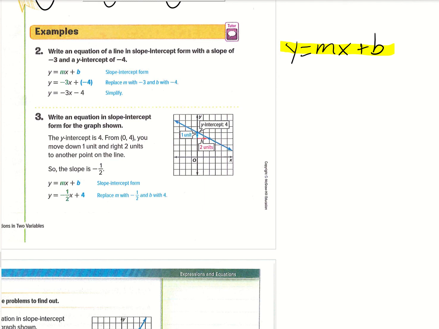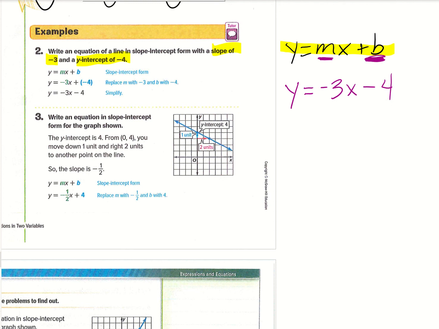So we have that formula right there. And then we need a slope of -3 and a y-intercept of -4. So I'm going to go ahead and plug those in. So y is not going to change. And then it says a slope of -3, so -3 goes in for m because m means slope. X also doesn't change. And then a y-intercept of -4. Remember, that goes on the end. So that's our y-intercept. Remember, b is our y-intercept.